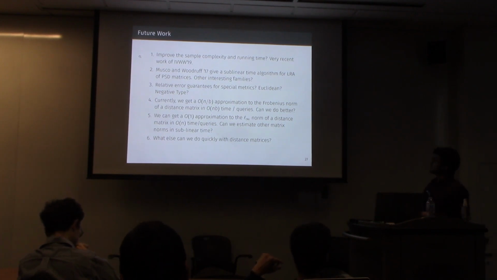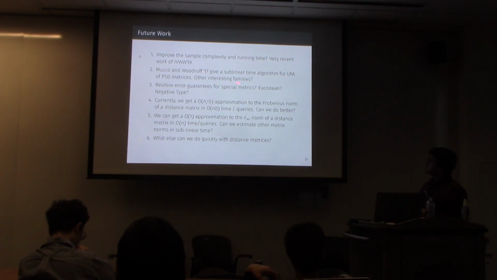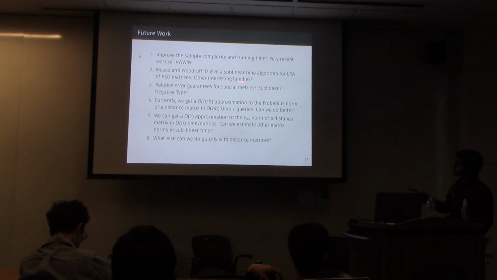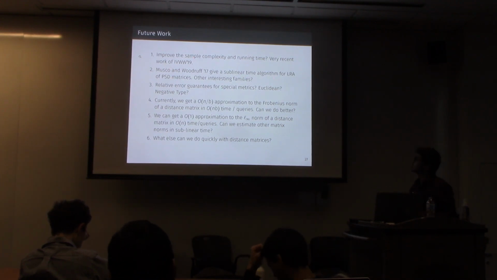So what are some open questions? One question is, can you improve the sample complexity and running time in terms of n and m? I gave an n to the 1 plus delta running time. Can you improve it just to n? And there is some very recent work by Indyk et al. that actually does this. Musco and Woodruff showed in FOCS 17 that there is a sublinear time low-rank approximation algorithm for PSD matrices, which is another interesting family of matrices. Are there any other families of matrices for which we can do this, which have some structure?